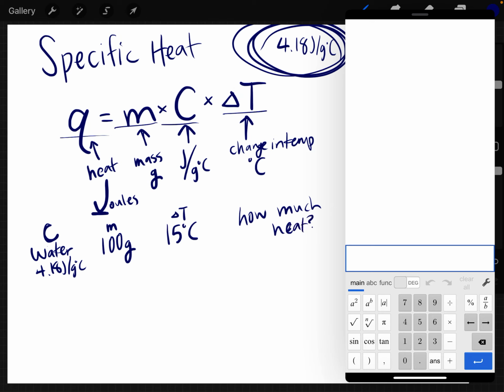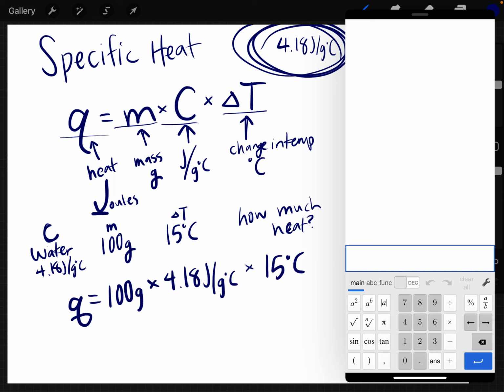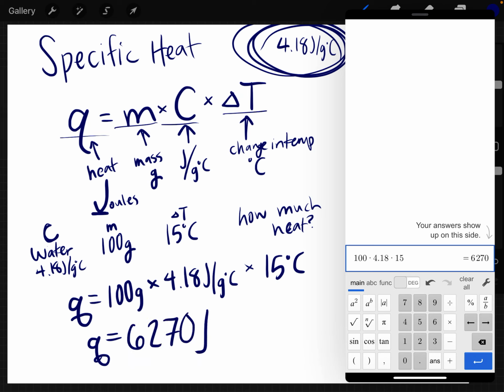And so all we're going to do, it's pretty simple. We're just going to plug this stuff in to see what the answer is. So we're going to say 100 grams for our mass times our C, which is 4.18, because we're talking about water, times our change in temperature, that's going to be 15 degrees Celsius. And so I'm going to take my calculator, I'm going to say 100 times 4.18 times 15. And I end up getting 6,270 joules are required to heat up 100 grams of water by 15 degrees Celsius.